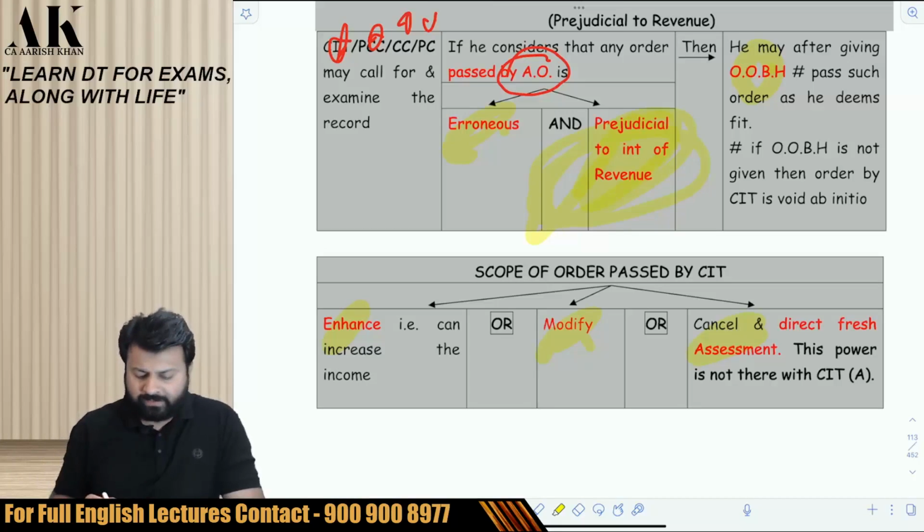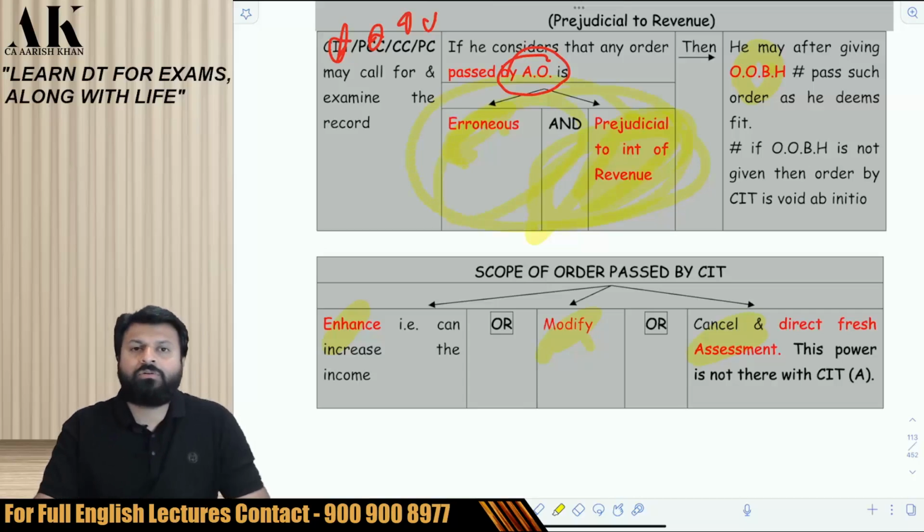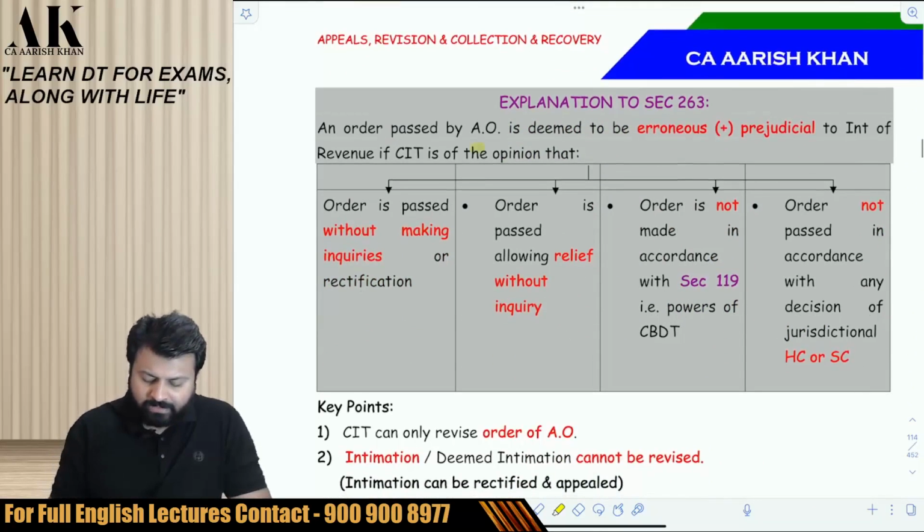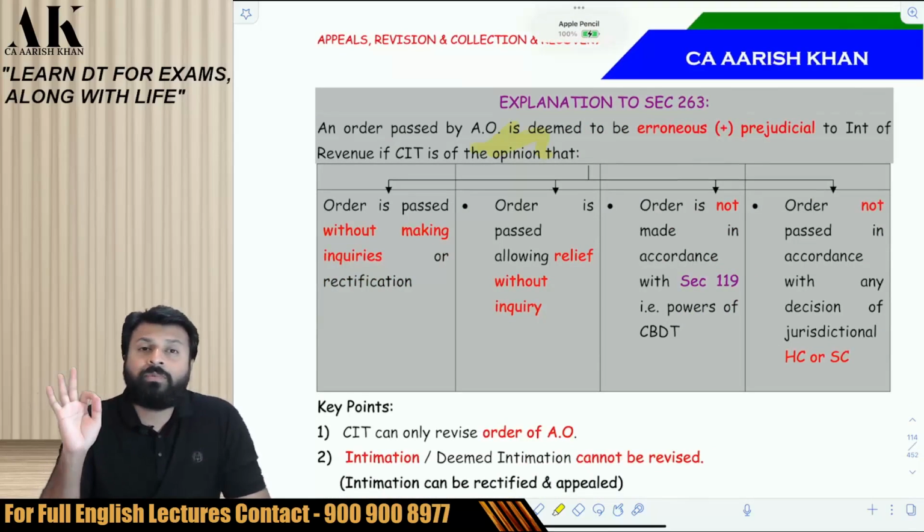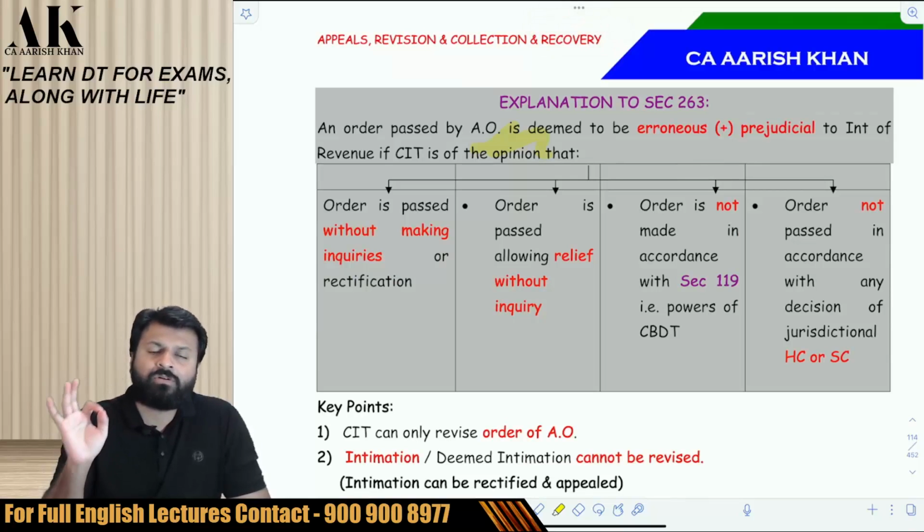Now, what do I mean by the phrase erroneous and prejudicial to the interest of revenue? That phrase is defined under income tax law under an explanation to section 263. If somebody asks you, what do you mean by the phrase erroneous and prejudicial to the interest of revenue? It means any of the four things.